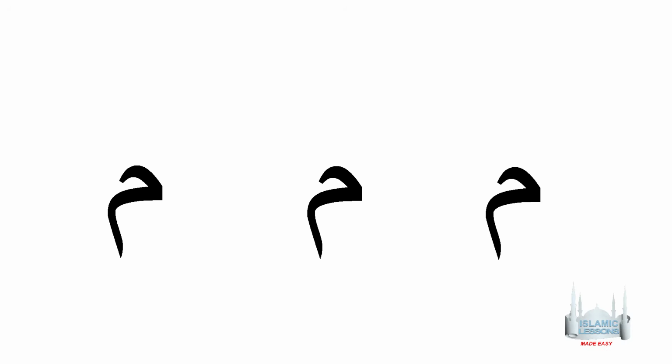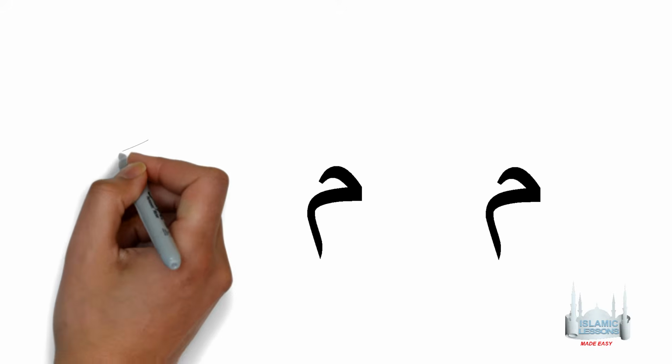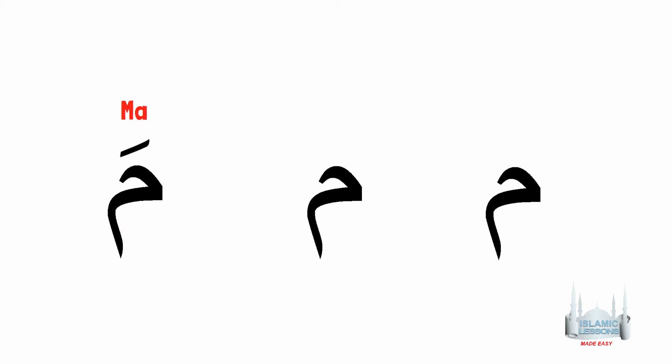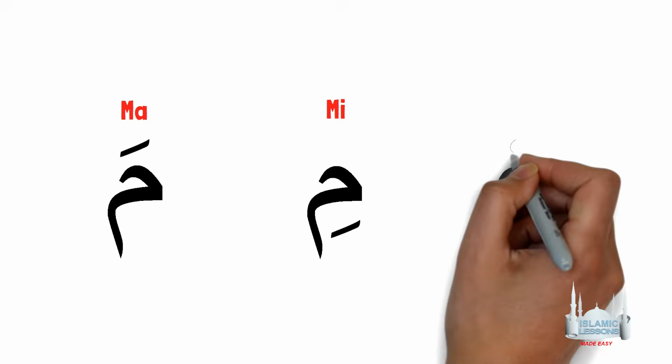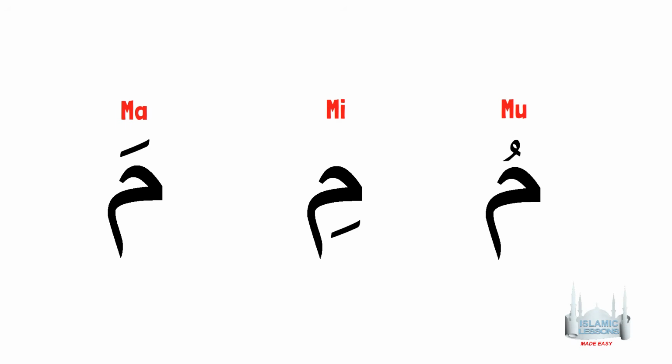By now we know what the short vowels are. For example, this letter is mim. If it has a fatha, it becomes ma. If it has a kasra, it becomes mi. And if it has a dhamma, it becomes mu.